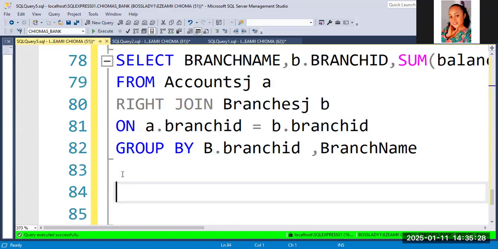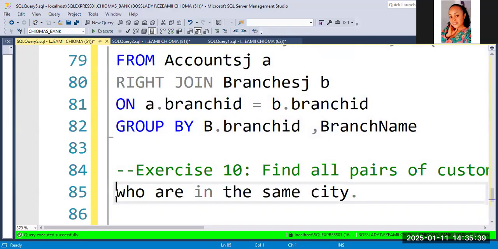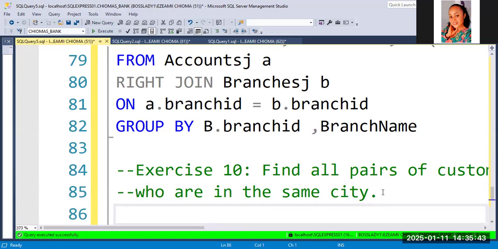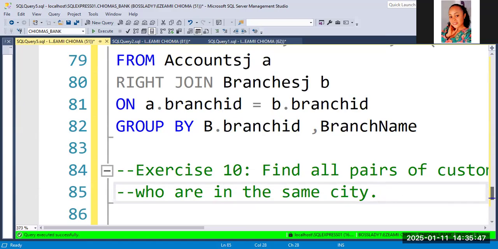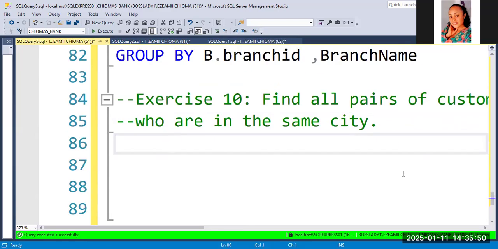It's just like grouping it by city, but these are in pairs, right? Pairs mean two. You tell me that Obi and Ada are in Lagos. That's what this question is asking us to do. And for us to do this, we have to use self-join, like joining the same table on itself. That's what self-join basically does. So that's what question number 10 asks us to do.